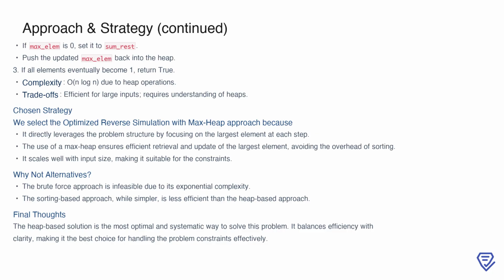This process is repeated until all elements in the array are reduced to 1, at which point we return true, indicating that the target array is constructible. The time complexity of this method is n log n, as each heap operation is logarithmic, and the structure ensures efficient retrieval and updates. This approach was chosen as the optimal strategy because it leverages the problem structure by focusing on the largest element at each step.